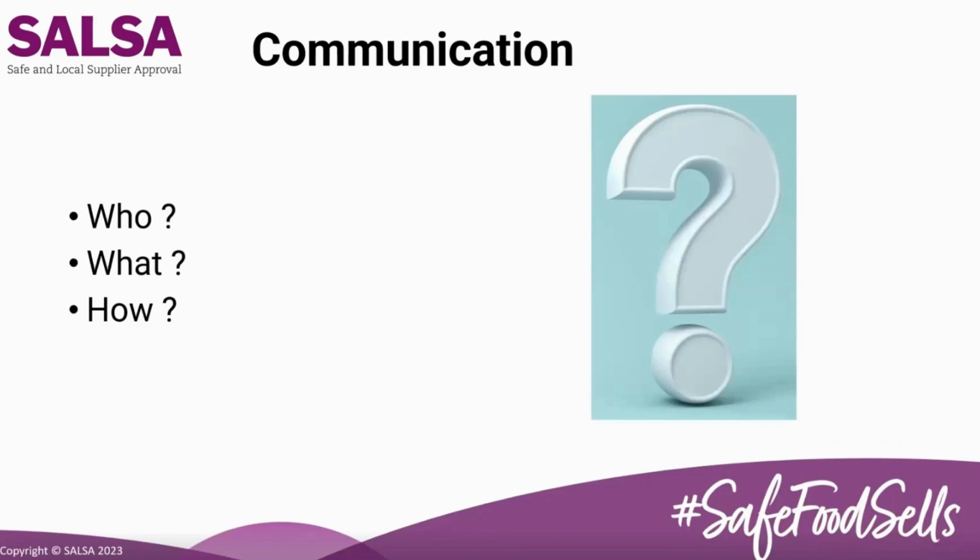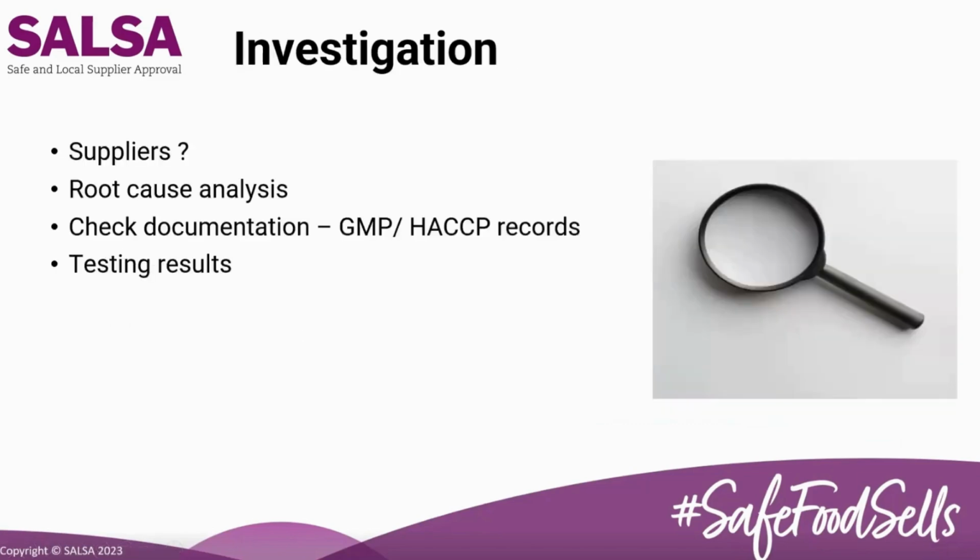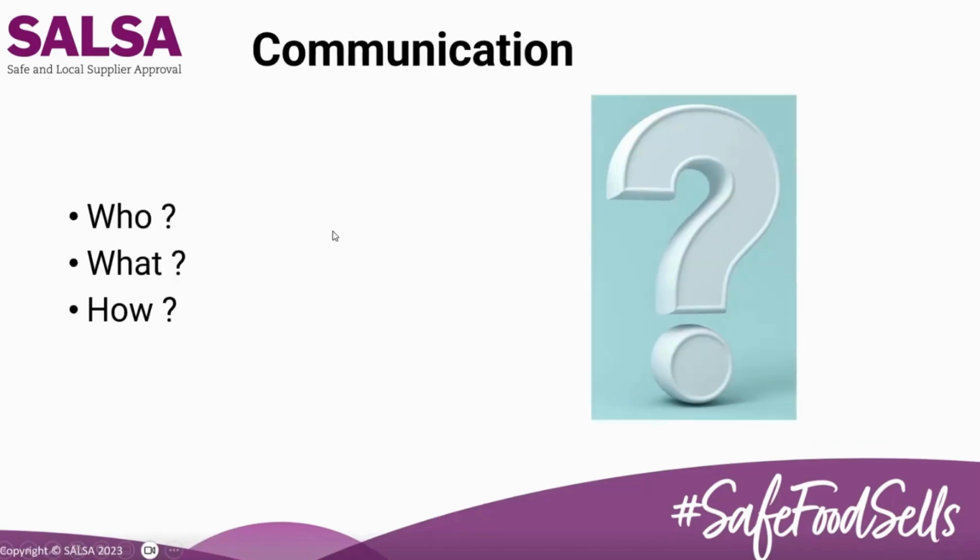From a communication side, these three points are really key: who you're communicating to, what you're communicating, and how you're going to communicate to them. And it might be different, particularly the last one, how, depending on the customers that you have and the agreements you might have in place. So for example, who: you know that you need to contact SALSA, you know that you need to contact your customers, and you know that you need to contact the Food Standards Agency. This is very clear.